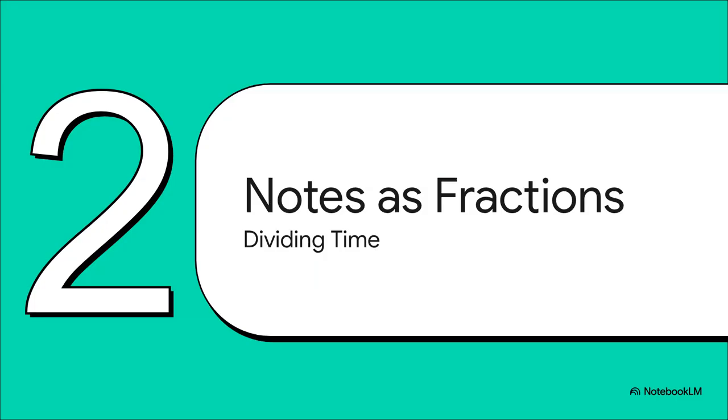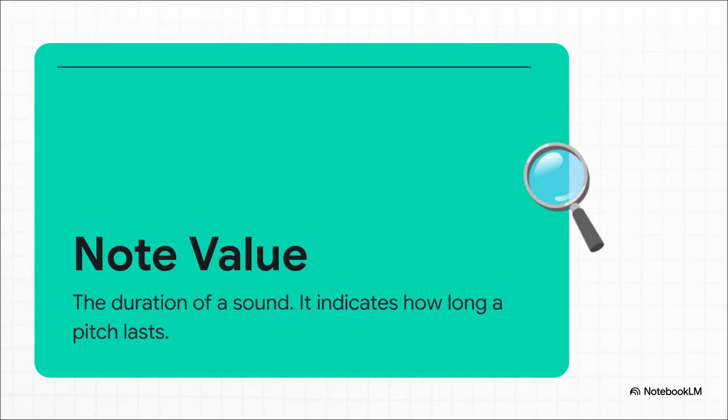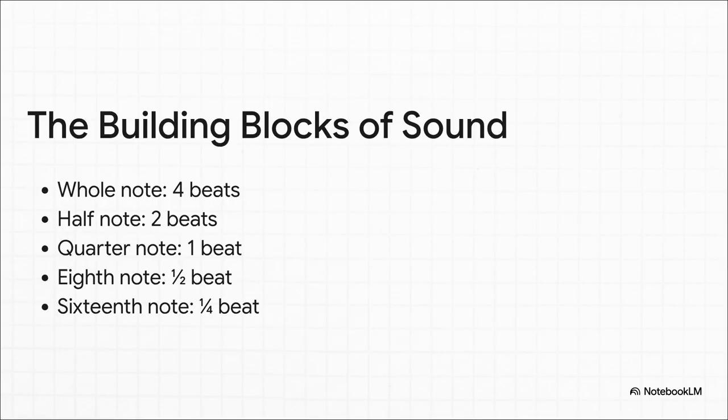Okay, so we've got this steady, cycling pulse. But how do we build more complex ideas on top of it? Well, that's where the notes themselves come in. And as it turns out, learning to read musical notes is basically a secret math lesson in disguise. So every single note has what's called a value, which is really just a fancy way of saying it represents a specific slice of time. And it's not an estimate, it's a super precise measurement that lets composers build these incredibly intricate patterns from that simple underlying beat.